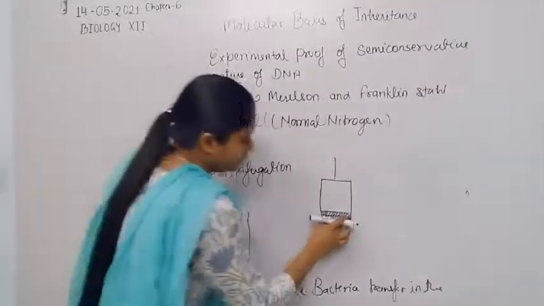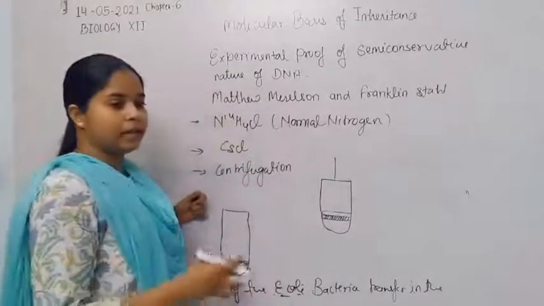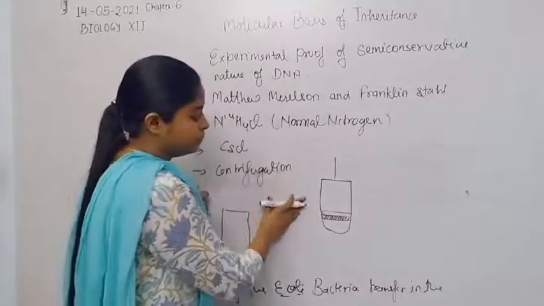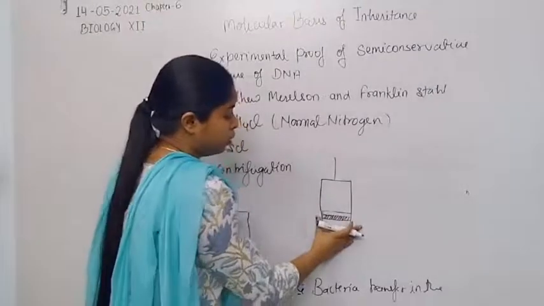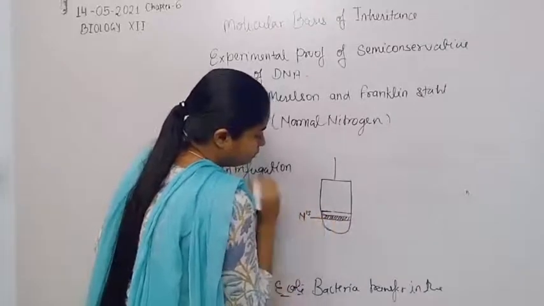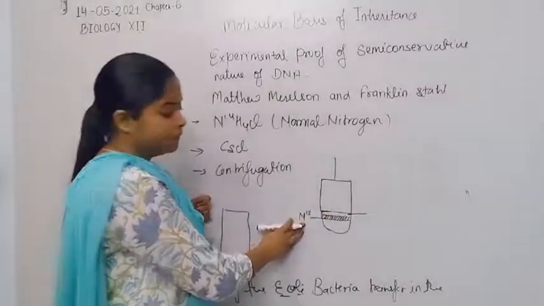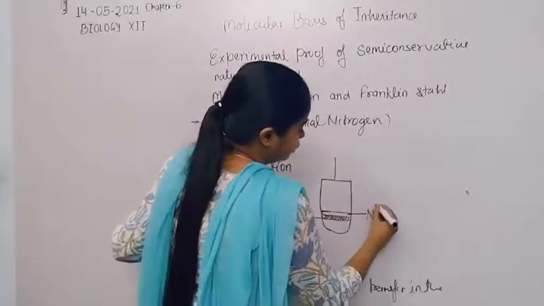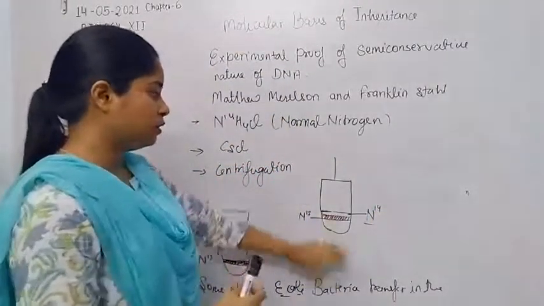So with this one, when they did the experiment, in the second experiment, what happened? They got two bands of DNA. One represents the N15 band, which is near the bottom, and above the N15 band there is, according to Meselson and Stahl, the N14 strand. But both are present near each other.